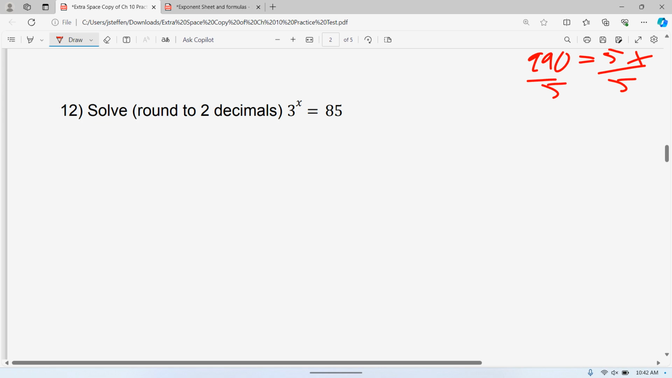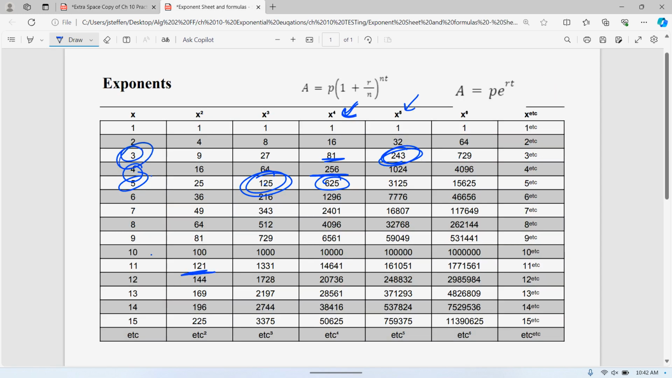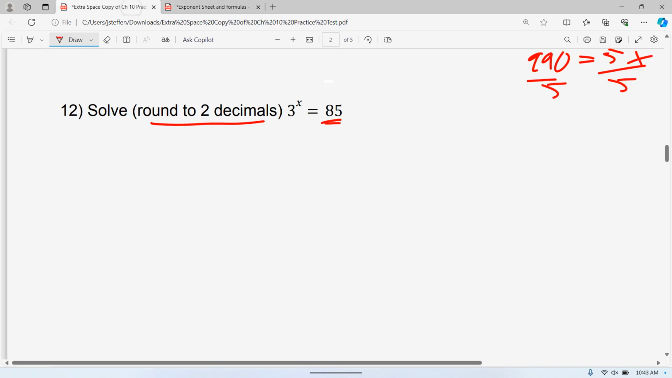Two decimal places. Now, they're giving you a hint when they tell you to round. If you tried to do this one by giving both sides the same base, there is no 85. Look over your exponent sheet. 3's right here, but there's no 85 on here. So I can't change 85 to have a base of 3, and I can't change 3 to make it any smaller. There are no numbers with a whole number exponent that give you 3. So the only chance you have for this one is to take the natural log of both sides.